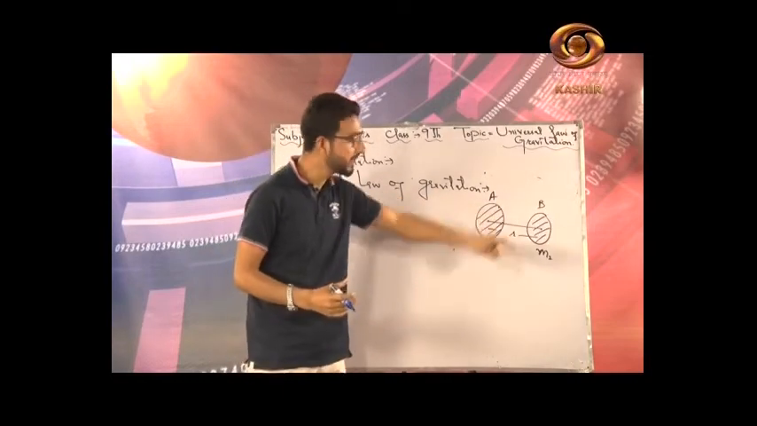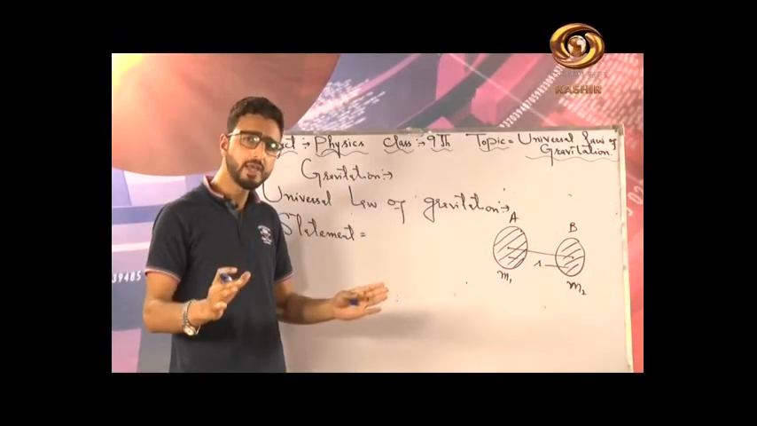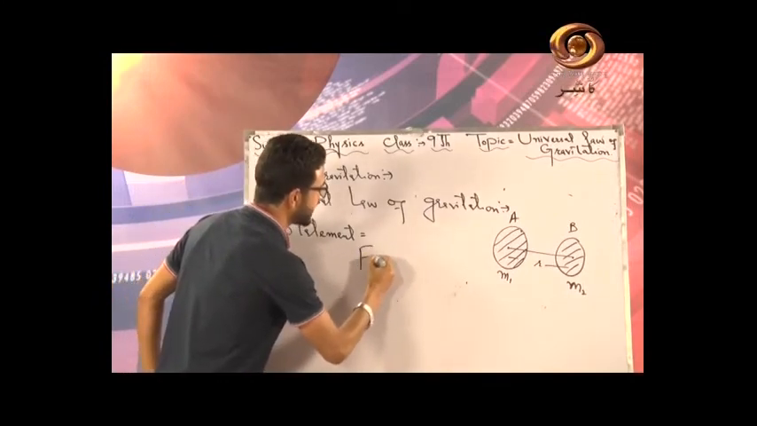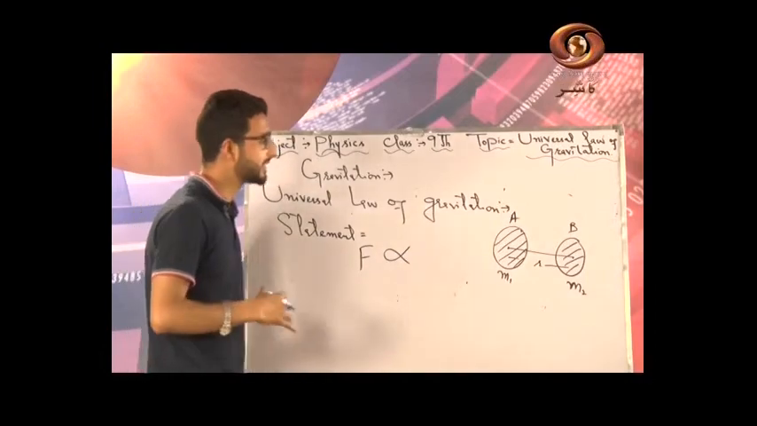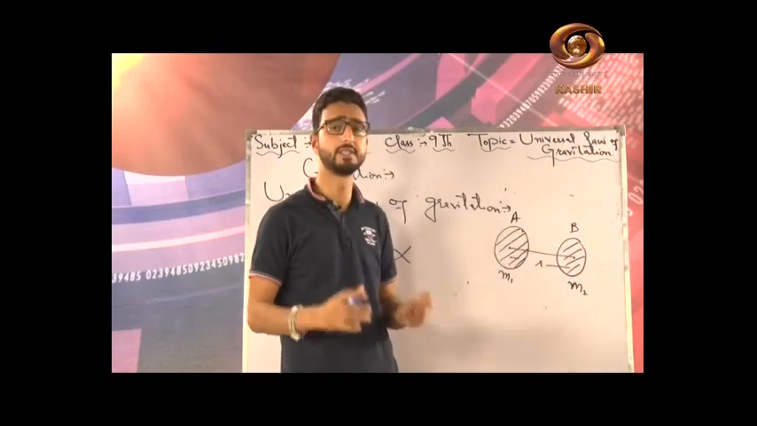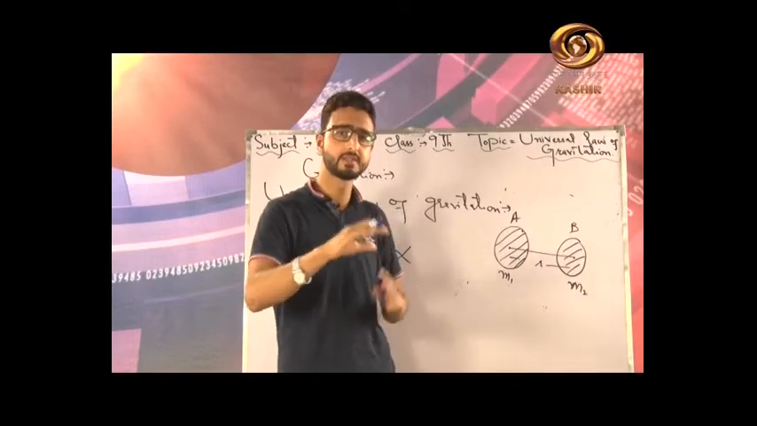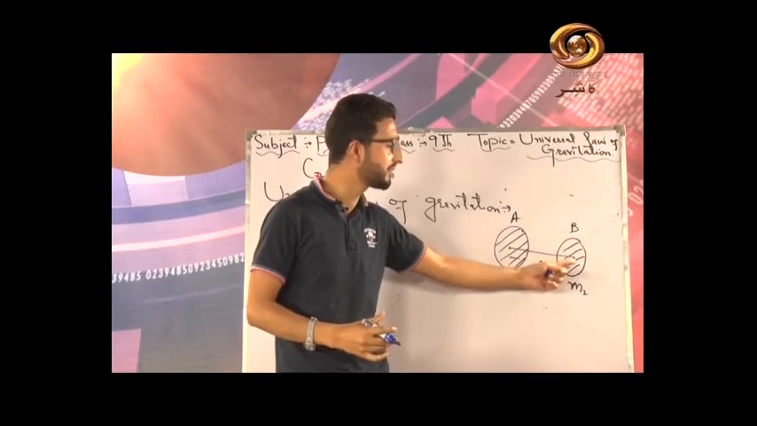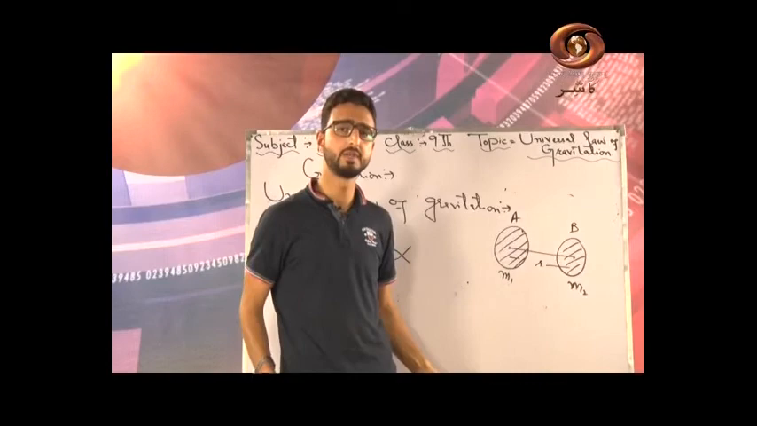So the statement of this very law is, every body attracts every other body with a force, and the magnitude of this force is directly proportional to the product of their masses, and it is inversely proportional to the square of the distance between their centers. This is its theoretical statement: every body attracts every other body with a force that is directly proportional to the product of their masses and inversely proportional to the square of the distance between their centers.